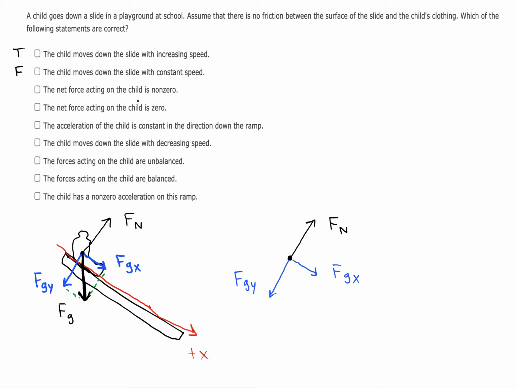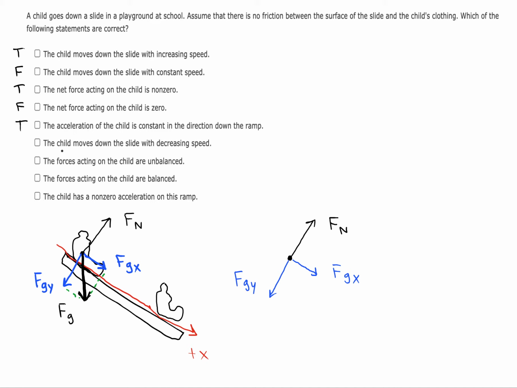Is the net force acting on the child zero or non-zero? There's an unbalanced force, so this one's true. This one is false: the acceleration of the child is constant in the direction down the ramp. It is true, and that's kind of a tough one, but it's because Earth pulls the same on her no matter where she is. If she's at the top of the ramp or at the bottom of the ramp, Earth is going to pull with the same strength at both spots, so the acceleration does end up being constant.